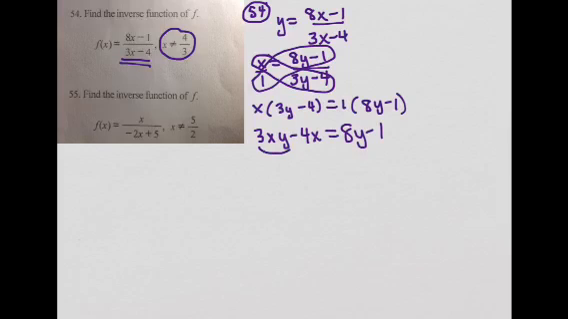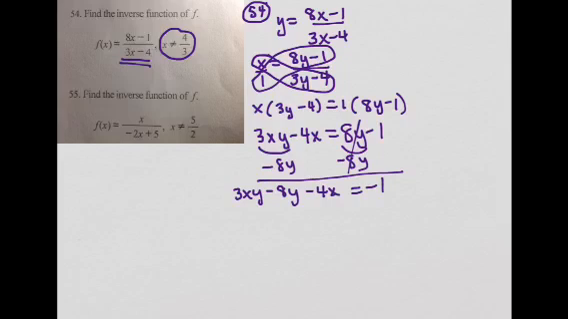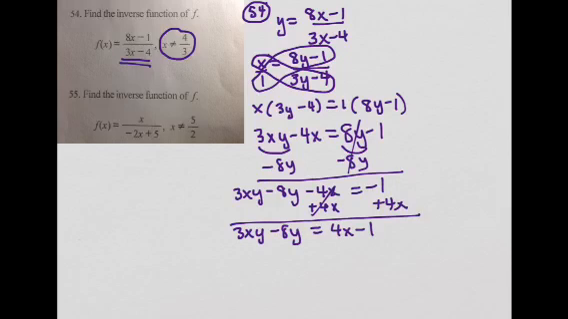Okay, so I've got a y term here and a y term here, so I need them together. So I'm going to subtract 8y from both sides. Okay, so that's no longer there, that's 0. So I'm going to put 3xy minus 8y minus 4x equals negative 1. So now I'm going to add 4x to both sides because I want to leave the terms with the y's by themselves. So this is 0. So I've got 3xy minus 8y equals, I'll put the x term first, 4x minus 1.